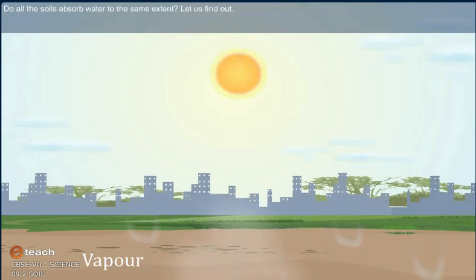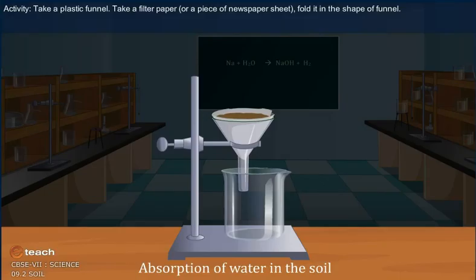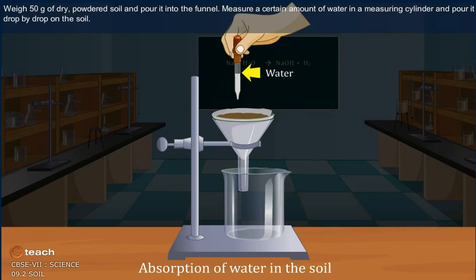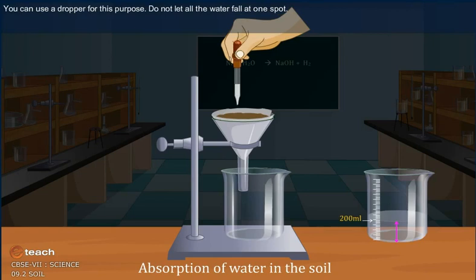Do all the soils absorb water to the same extent? Let us find out. Activity. Take a plastic funnel. Take a filter paper or a piece of newspaper sheet. Fold it in the shape of a funnel. Weigh 50 grams of dry, powdered soil and pour it into the funnel. Measure a certain amount of water in a measuring cylinder and pour it drop by drop on the soil. You can use a dropper for this purpose.